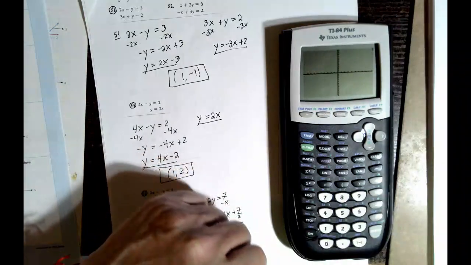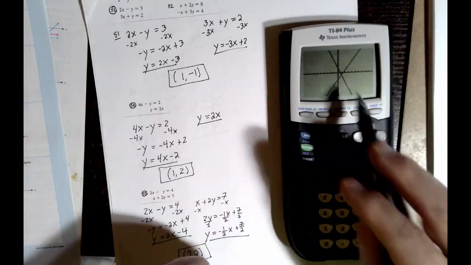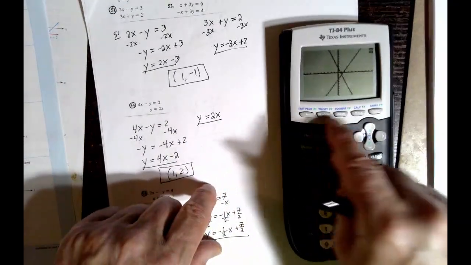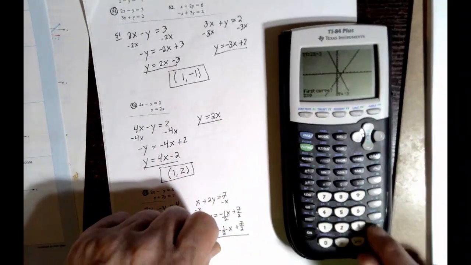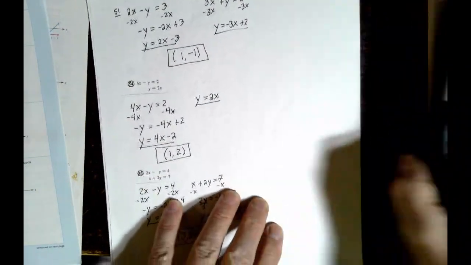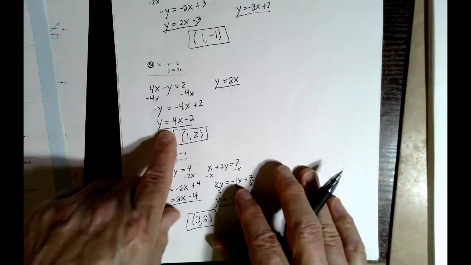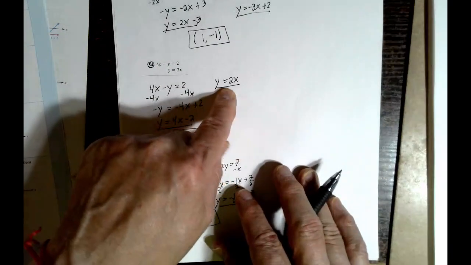So I typed in both equations. Now I'm going to hit graph. There's the first line, there's the second, and I can clearly see the intersection. So second trace 5, enter, enter, enter. And I get 1, -1. You can do the same thing with both of these. This first one you have to solve for y first, 4x minus 2. And the second one is already solved for y.